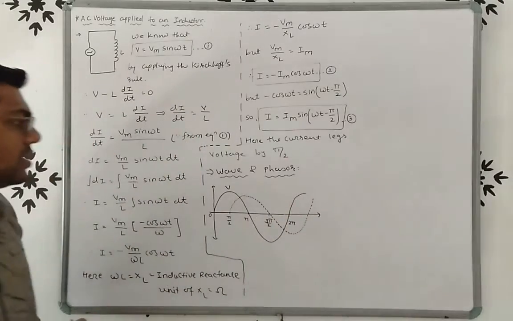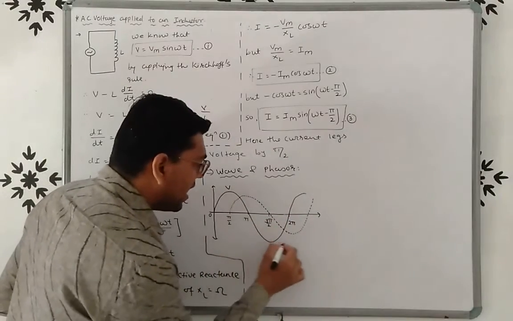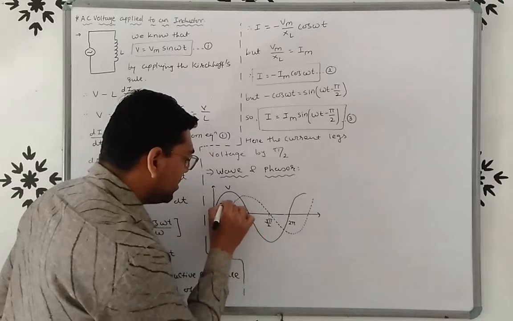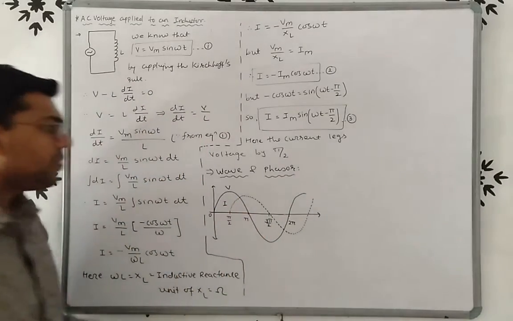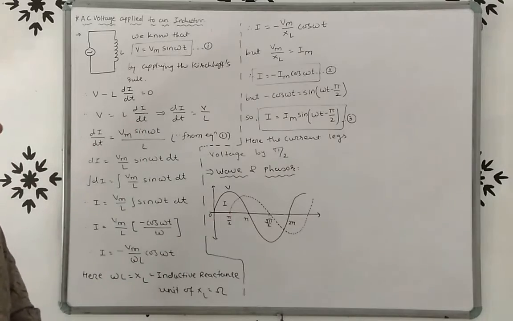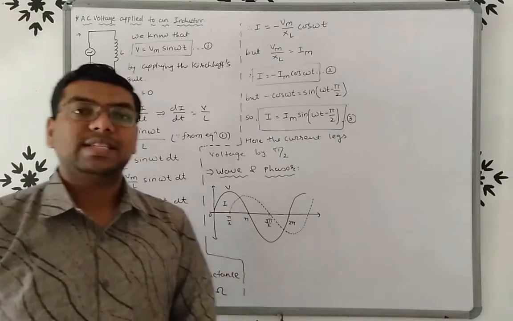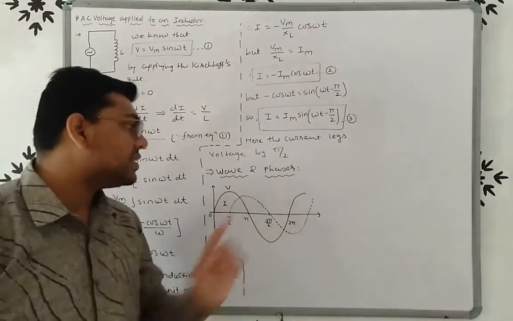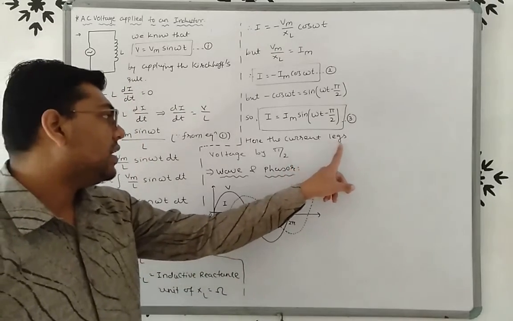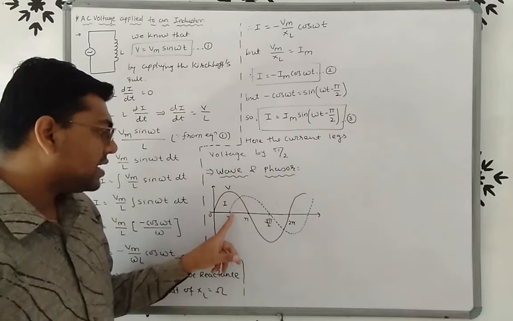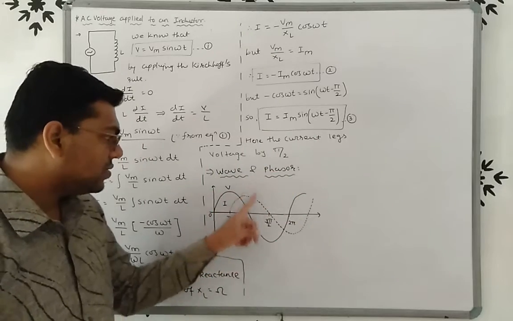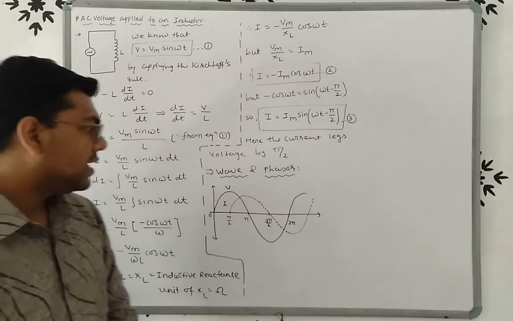So this is the current I. This is the waveform of voltage and current. Voltage as it is, but here the current lags voltage by pi by 2, right? So here the current starts at angle pi by 2. So the waveform is like this, right?